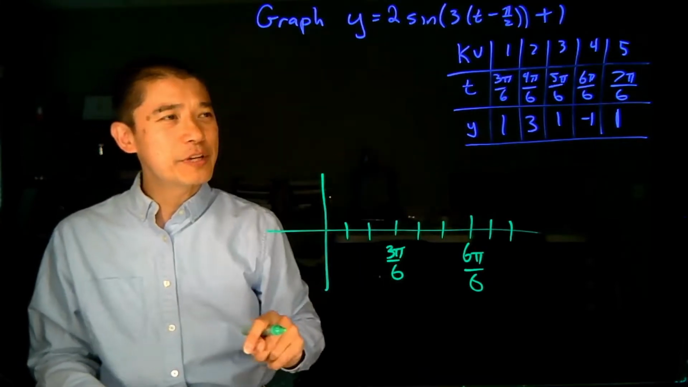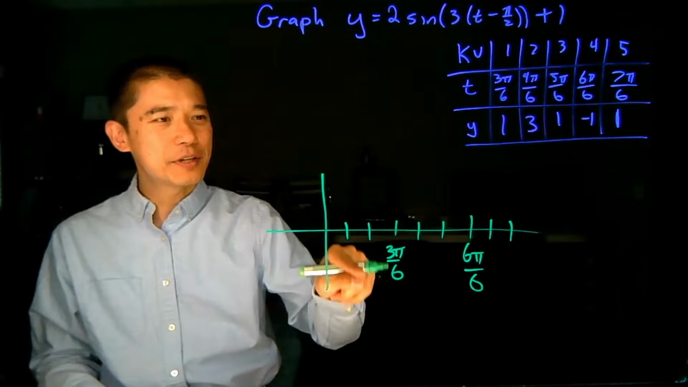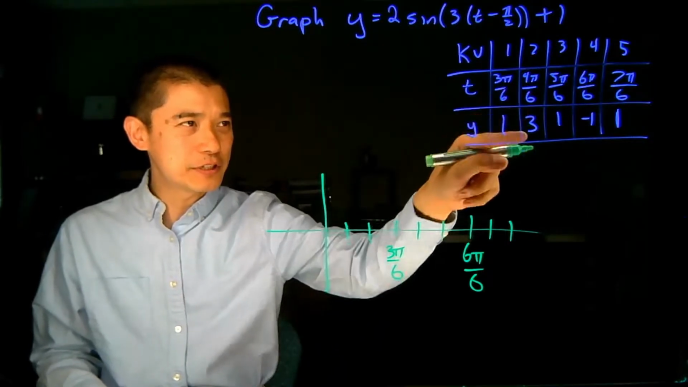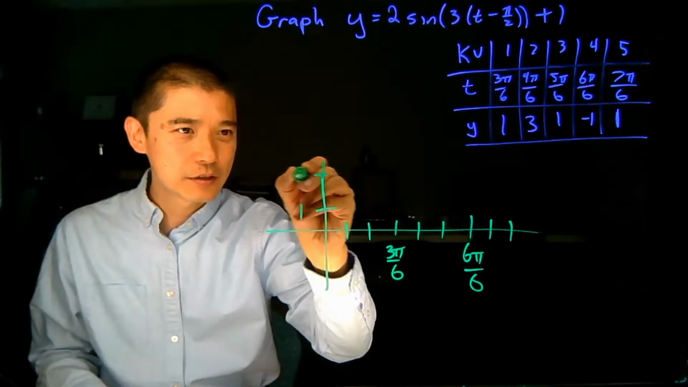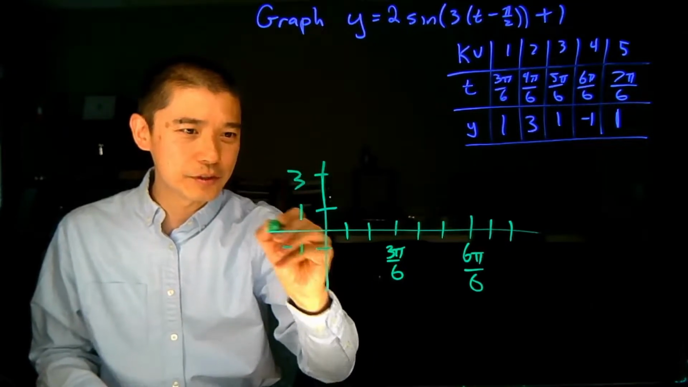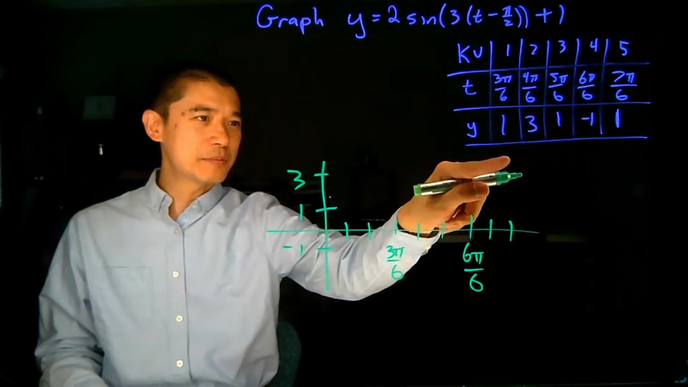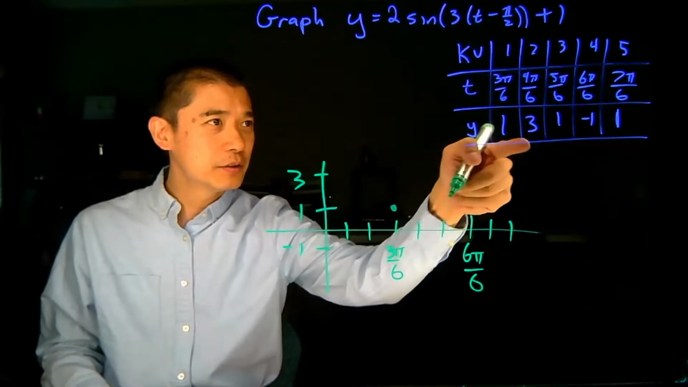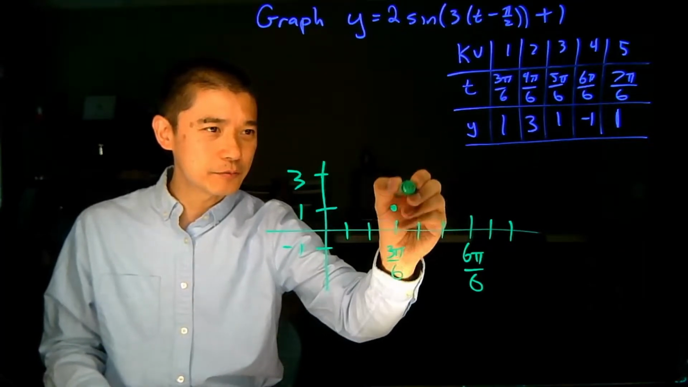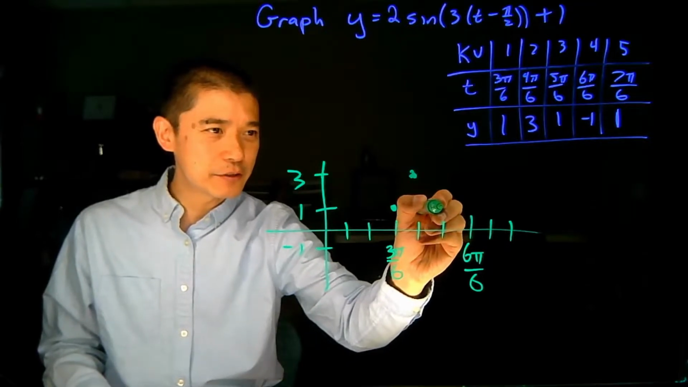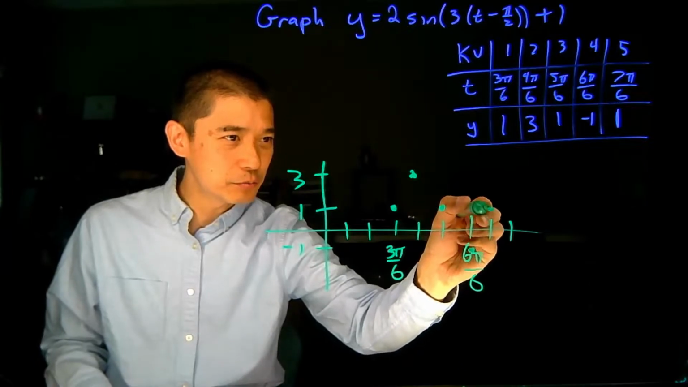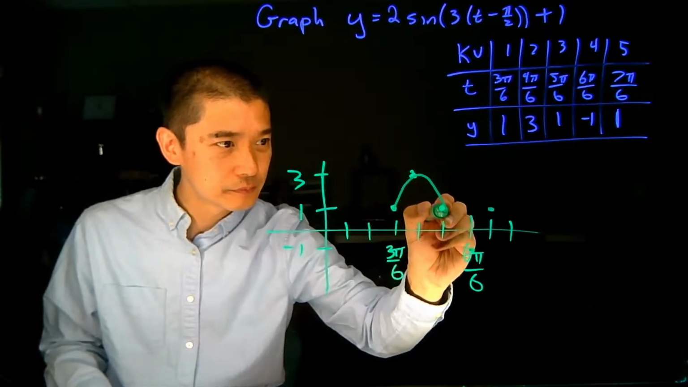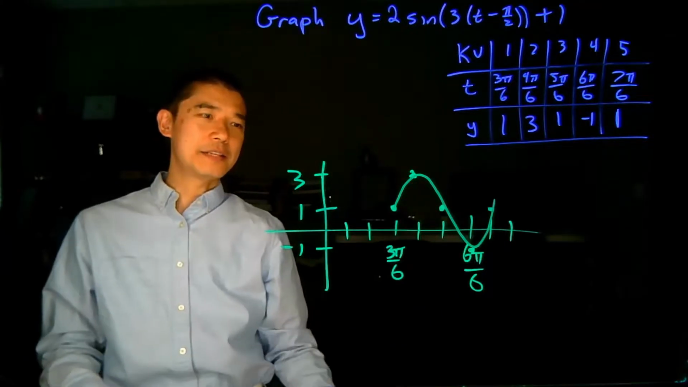What we need to do from here is actually start plotting these points. Now for each input value, for these key values, we have a y value. The y value is either 1, 3, or -1. And we just need to plot them. So 3 pi over 6, 1; 4 pi over 6, 3; 5 pi over 6, 1; 6 pi over 6, -1; 7 pi over 6, 1. And this gives us the graph.